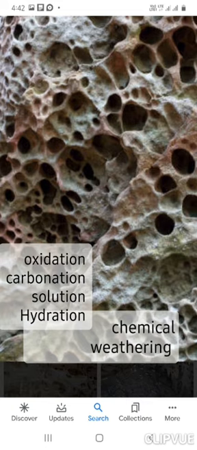Oxidation involves the oxygen in the atmosphere. Normally, rocks have a large iron content. This iron content mingles with air and water. This is known as oxidation. Okay, next we will move to carbonation.